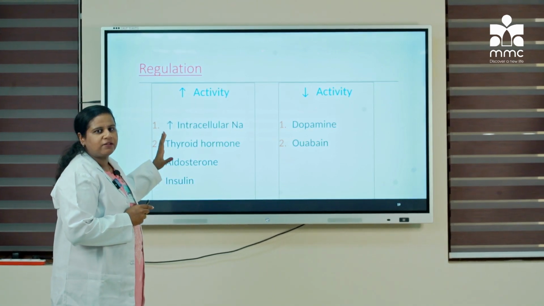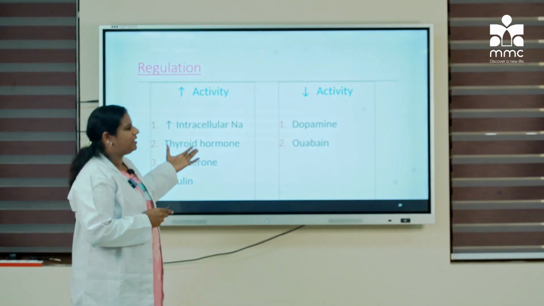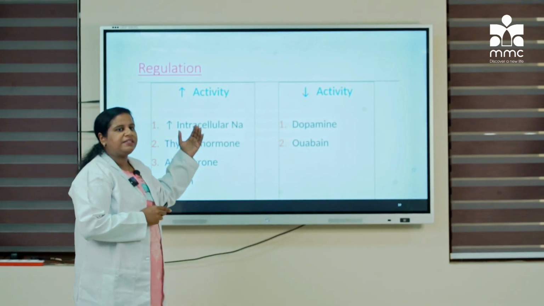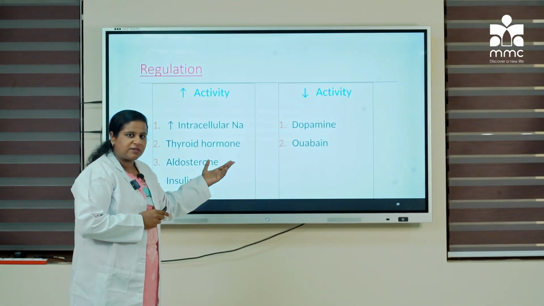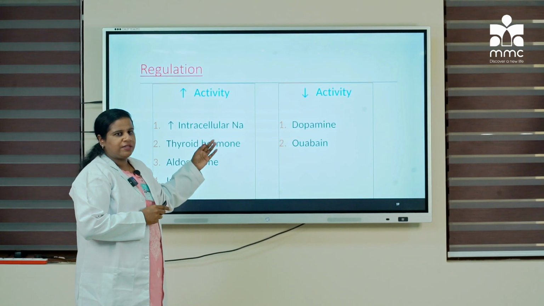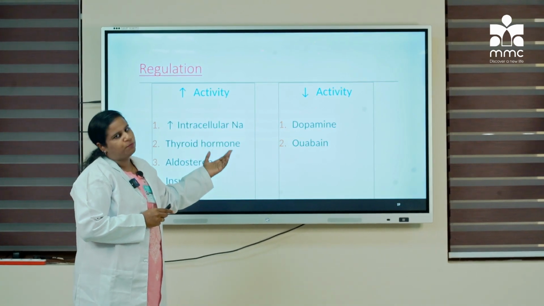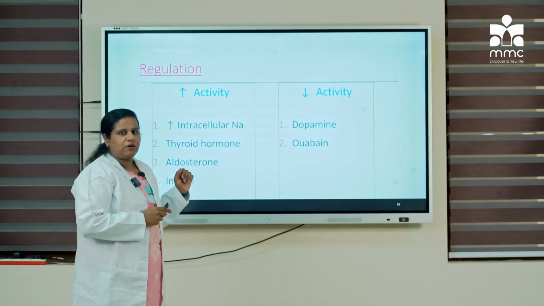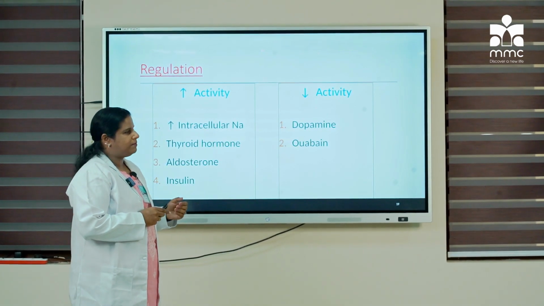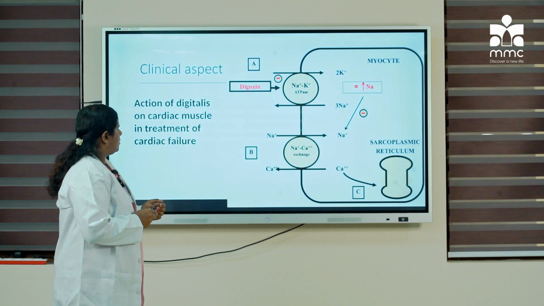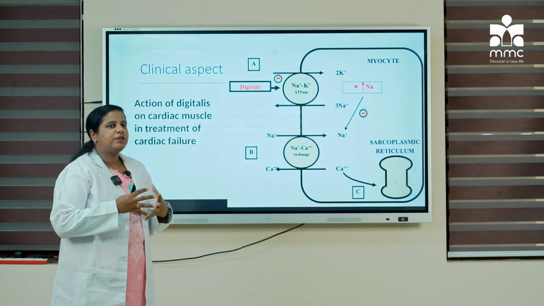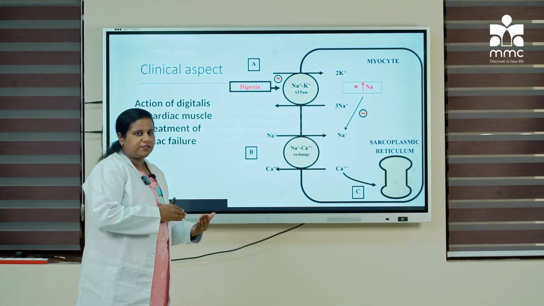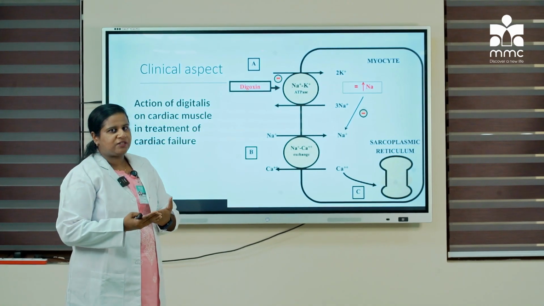these substances can cause an increase in the activity of the sodium-potassium pump, while a decrease in the activity of the sodium-potassium pump is brought about by glycosides like ouabain or dopamine. Okay, so these are the factors that can cause regulation of the sodium-potassium pump. So coming to the most important aspect, anything that you learn in physiology has its applications at the clinical level.